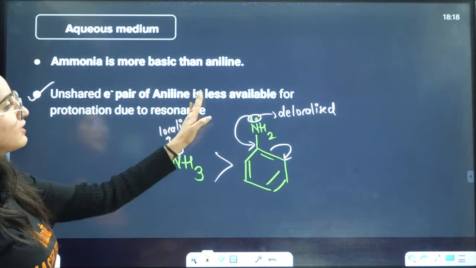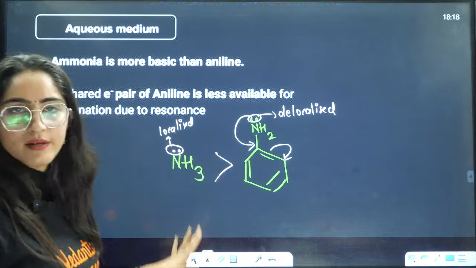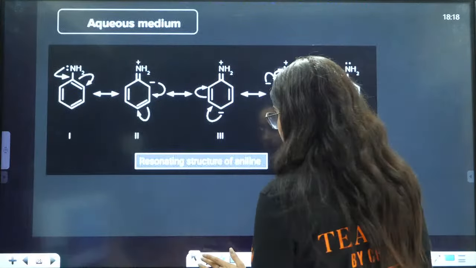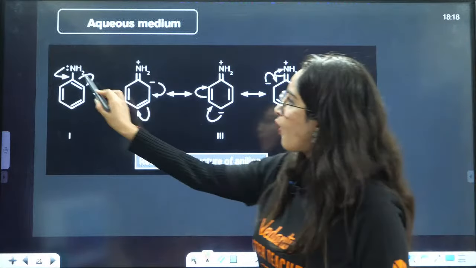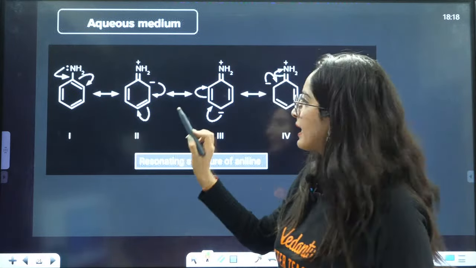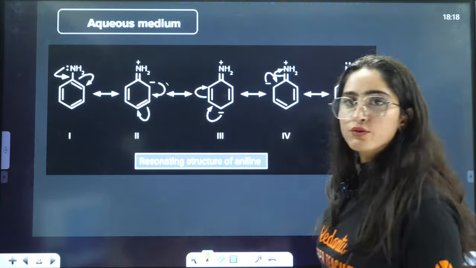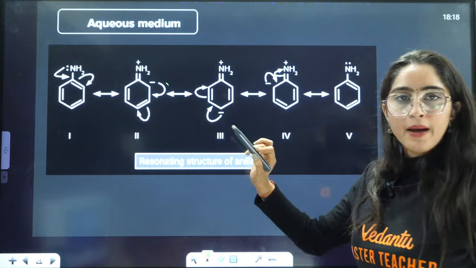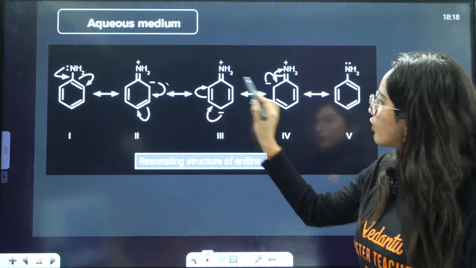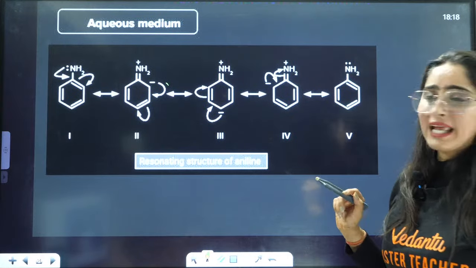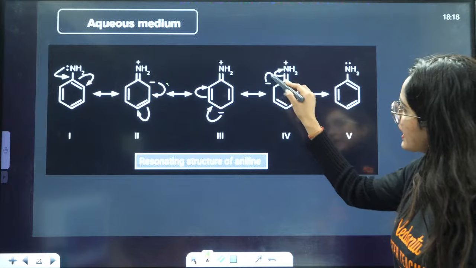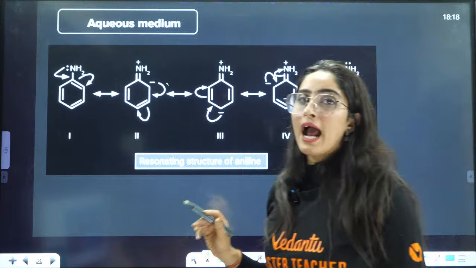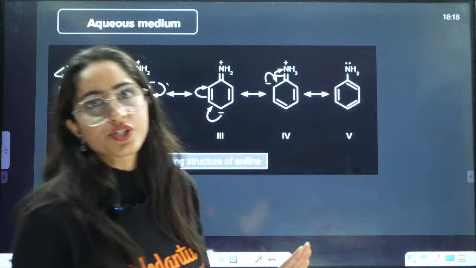Unshared electron of aniline is less available due to the resonance, right? This is the resonating structure, as you can see. Firstly, on the ortho position, you will have one negative. Then electrons will jump here. Pi electrons will jump on the para position. Then these electrons will jump and here it will form a pi bond. Pi electrons will jump and form a negative charge here. Then again, negative charge will form a pi bond here. Then these pi electrons will jump back to the nitrogen and you will have 5 resonating structures here, right?